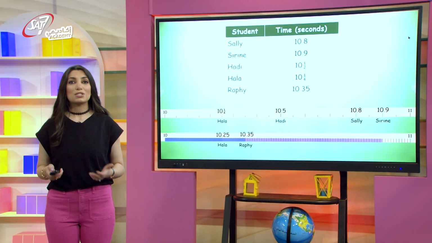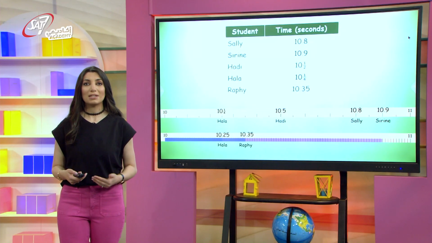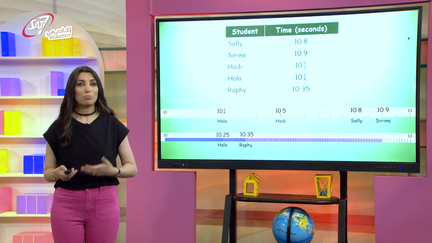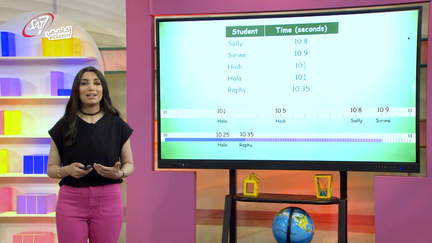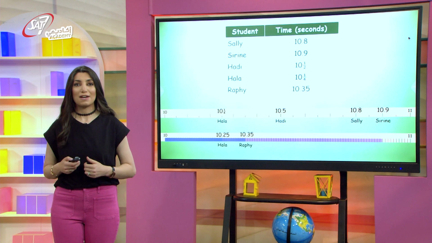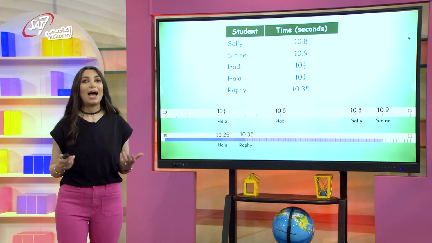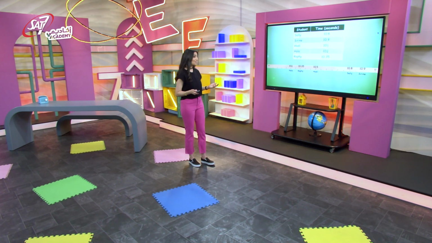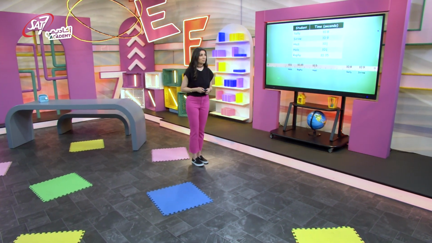The same thing applies to 10.8, which also means 10.80, and 10.5, which is half. 10.50 also means 10 and a half, since 5 is half the 10 and 50 is half the 100. So Hala was the fastest runner, while Sirin was the slowest.